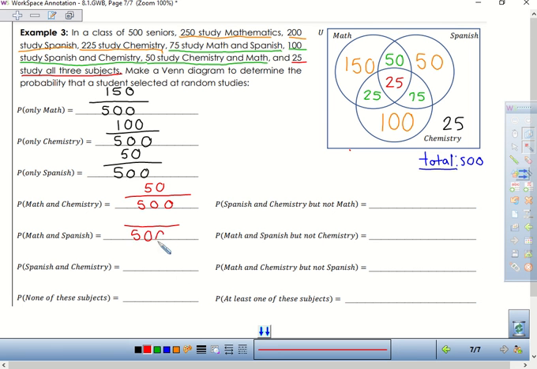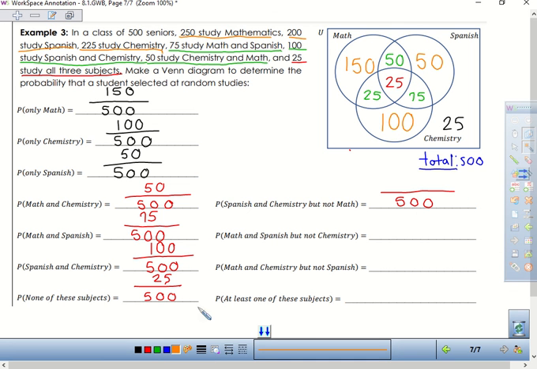How many students out of the 500 study both math and Spanish? 75. Good. You have to add the 50 plus the 25. And how many study Spanish and chemistry? 100. How many of the 500 students study none of these subjects? 25.